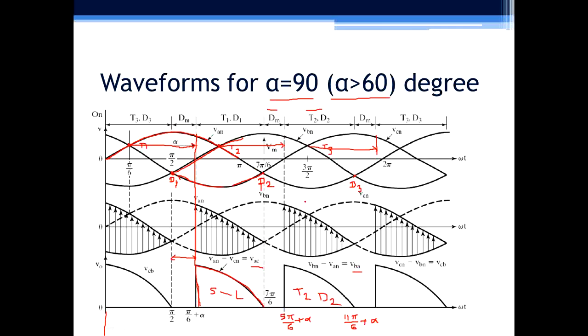So the ripple frequency is 3 times here. For alpha greater than 60 degrees, we get discontinuity in the output voltage. So this is discontinuous operation here, but the output current is continuous because of the inductive load. Freewheeling action is taking place at these intervals.